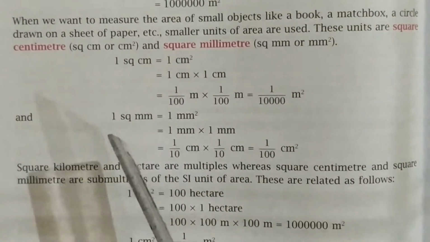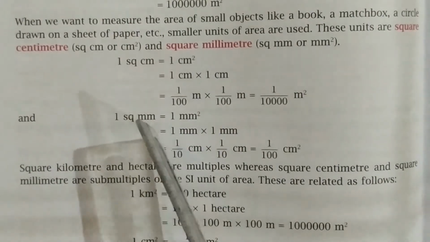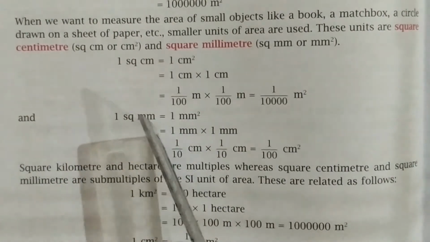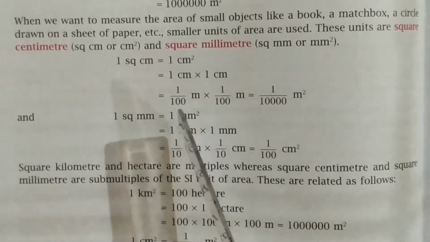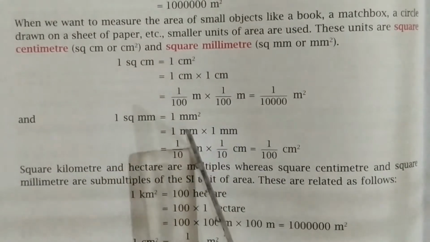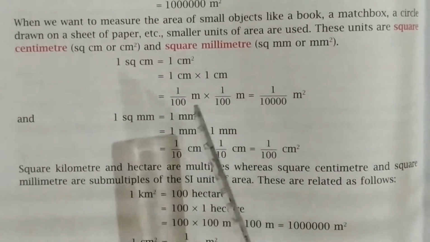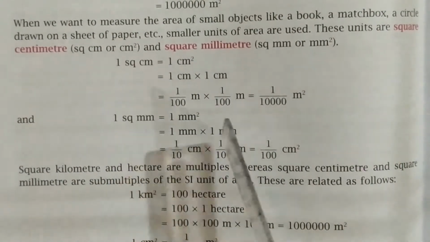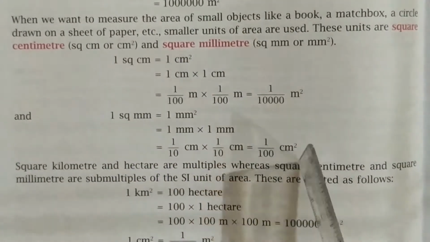And if we want to convert 1 square millimeter, this becomes 1 millimeter. What we know is that it is 1 upon 10 centimeter. So if we have 1 mm square, that is 1 millimeter and 1 millimeter. First we will convert this 1 millimeter and this 1 millimeter again. So we have 1 upon 10, 1 upon 10. So on multiplying, this becomes 1 upon 100 centimeter square.